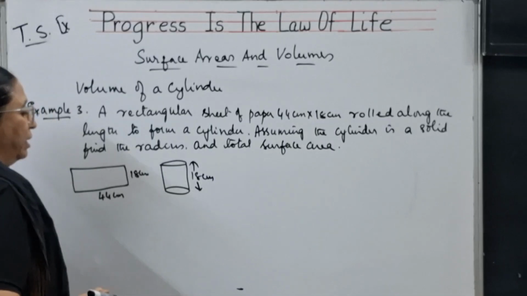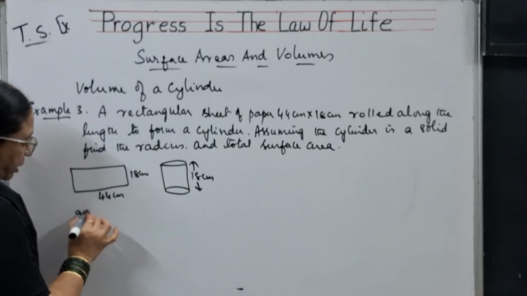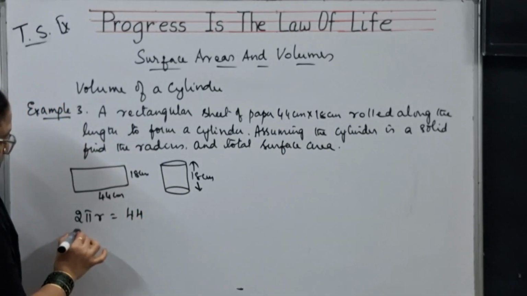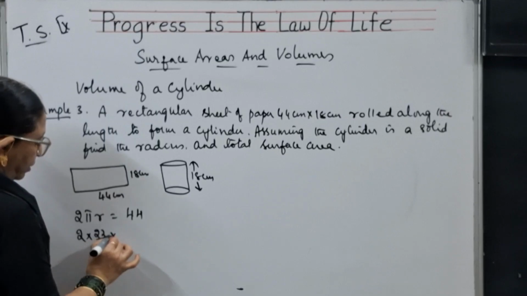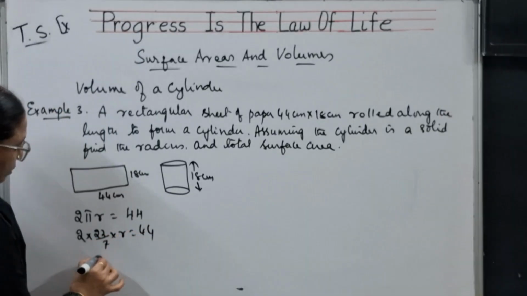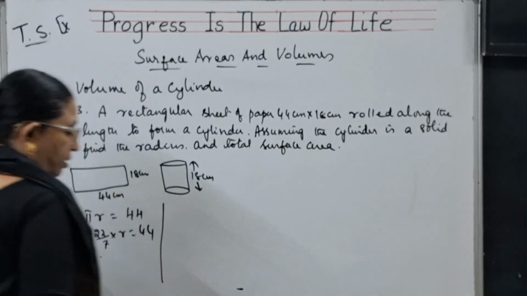And we need to find the radius. What is the radius? So let us take first 2 pi r. 2 pi r is equal to 44. That means 2 into 22 by 7 into r is equal to 44. So what is r? I'll do it here. What is r?